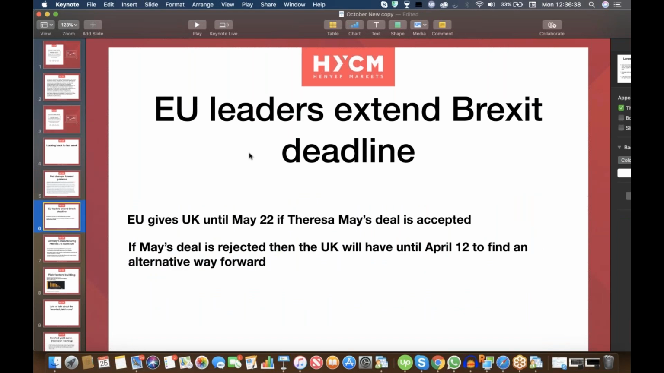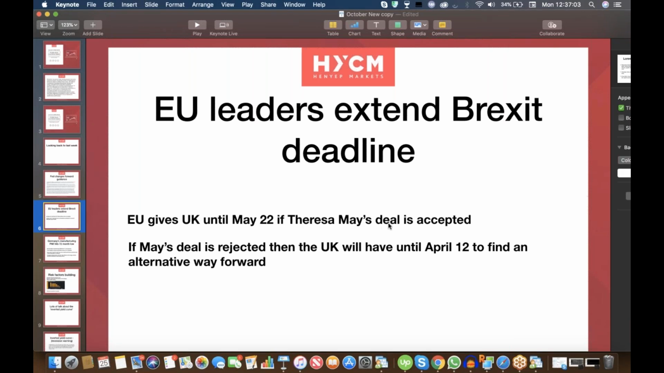Now, EU leaders last week extended the Brexit deadline. Theresa May had another disastrous week, and she had to go to Brussels. What the EU leaders have said is that the UK has until May 22nd for Theresa May's deal to be accepted. She's got until May 22nd.